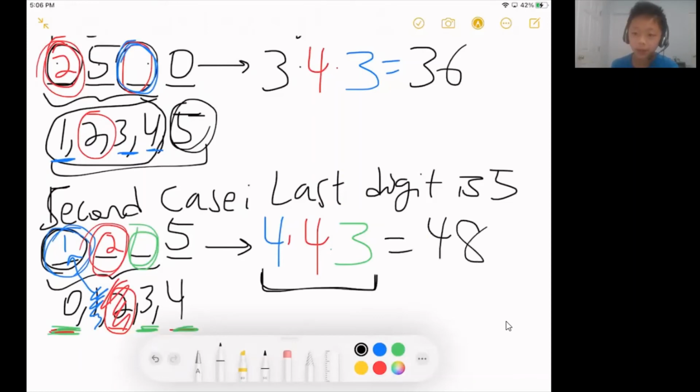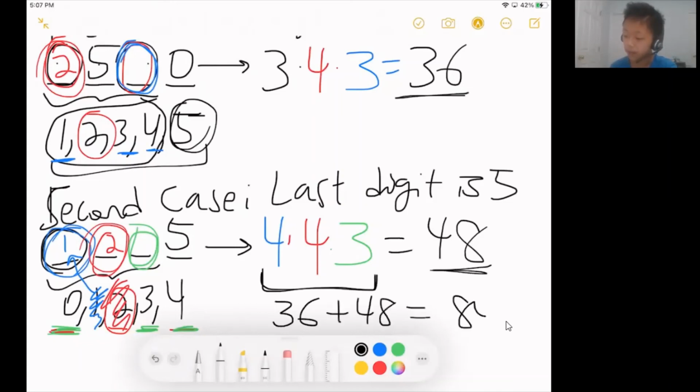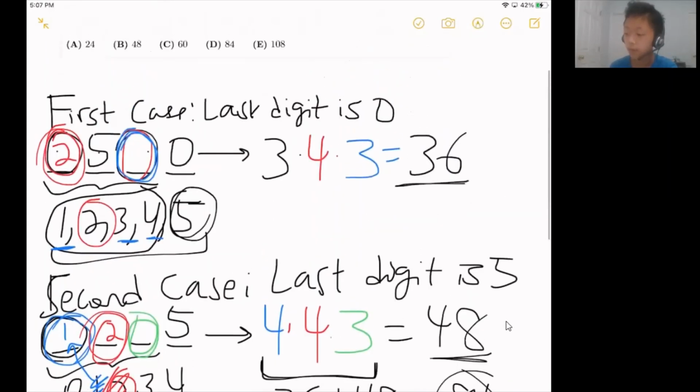So to find our final answer, we would just combine the 2 cases together. So the 36 and the 48. So you do 36 plus 48, and you get 84 as your answer. And that would correspond to choice D.